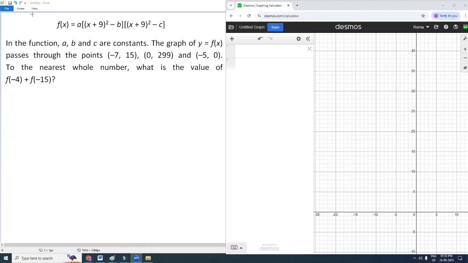Here we have a SAT math problem. Okay, let's go to the question. f(x) = a(x + 9)² − b(x + 9)² − c. In the function, a, b, and c are constants.